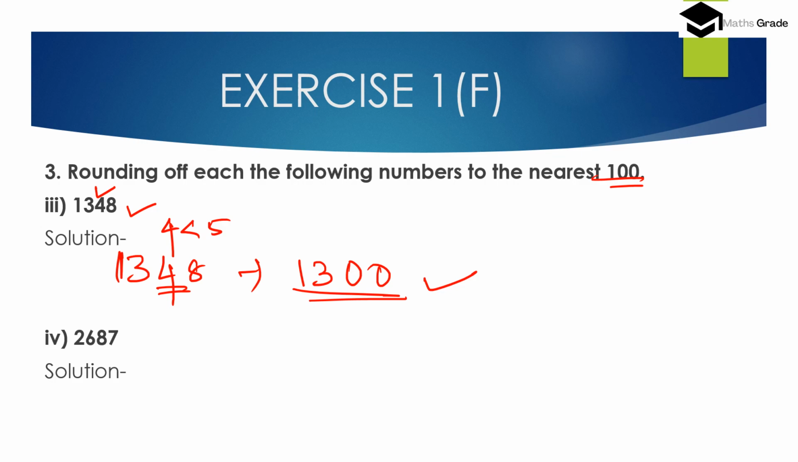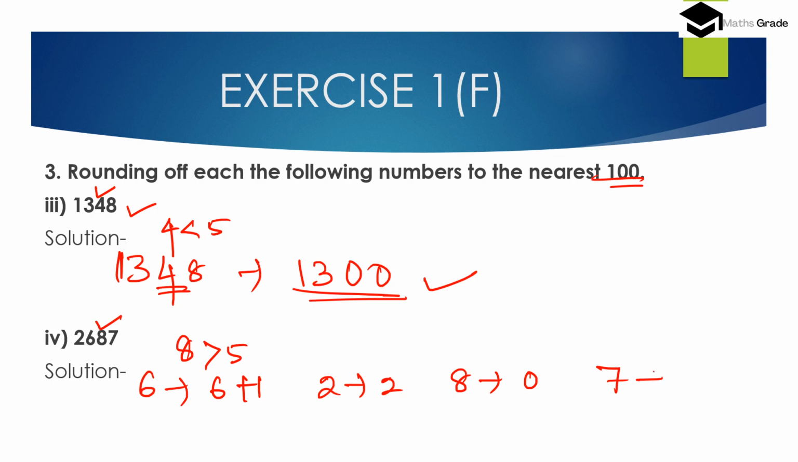Now the fourth one, 2687. We have to round this number 2687 to the nearest 100. When we round any number to the nearest 100, look at the tens place digit. Here the tens place digit is 8. 8 is more than 5. So we have to add 1 to the hundreds place digit. Here the hundreds place digit is 6. 6 changes to 6 plus 1. And the thousands place digit, just write down as it is, and this tens place digit 8 changes to 0 and the units place digit 7 changes to 0.